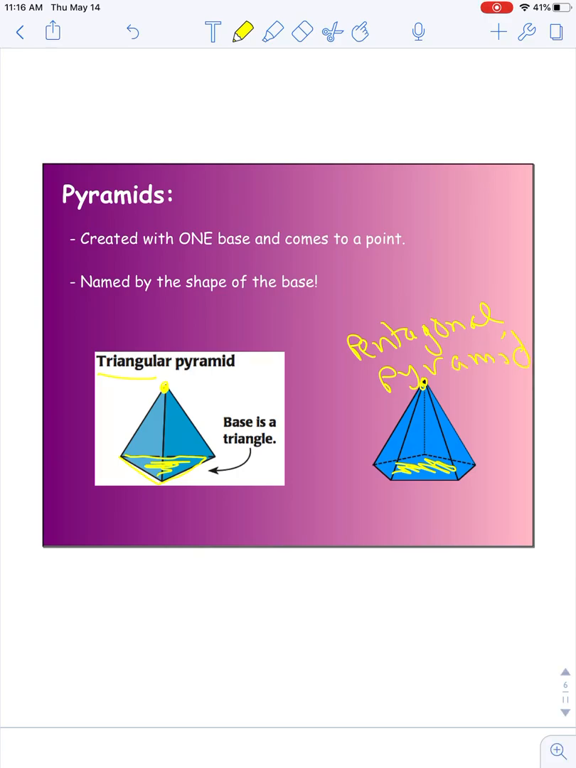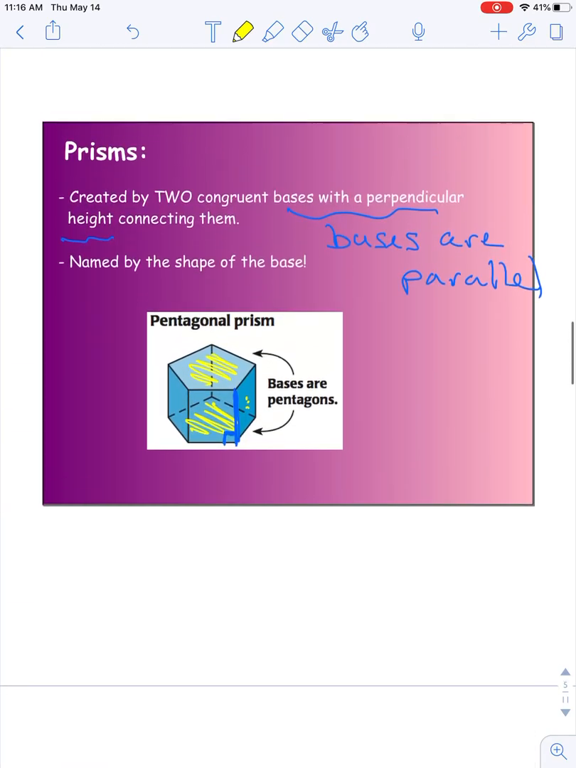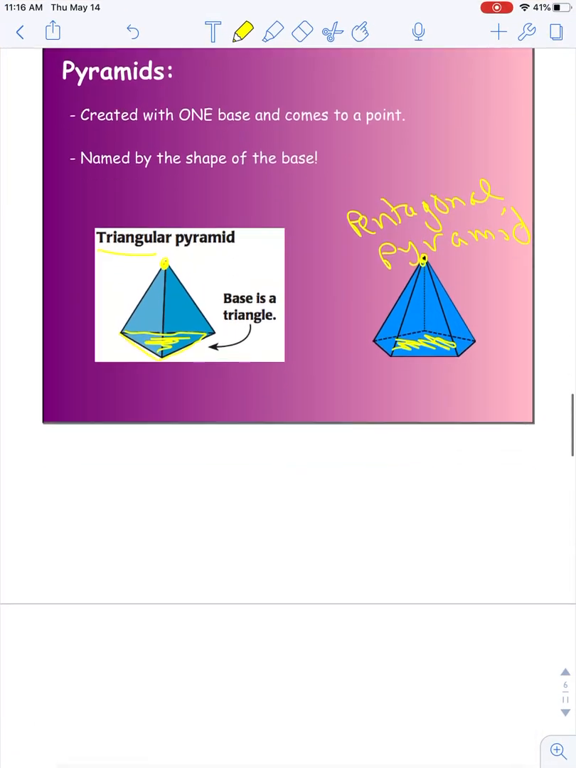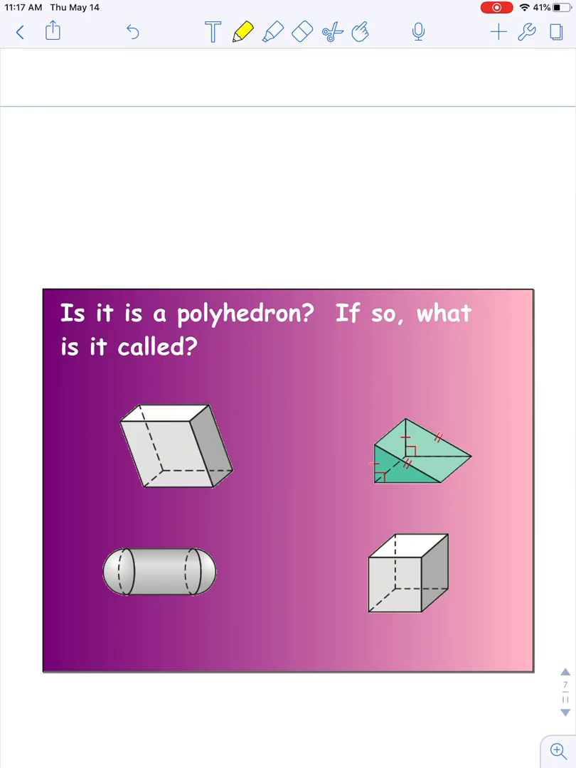All right, so we first talked about polyhedrons. Okay, polyhedrons are three-dimensional objects made up of polygon faces, connected by edges and vertices. There are two types. There are pyramids that we just talked about here, and there are prisms. So let's first figure out, can you determine which one of these are polyhedron, and if it is a polyhedron, what is it called? Well, this is a polyhedron right here, and it is a prism.